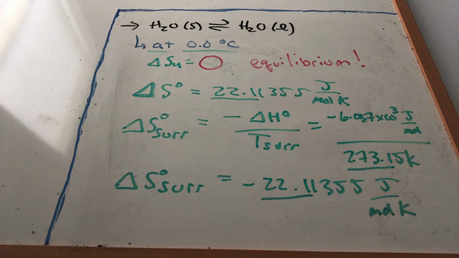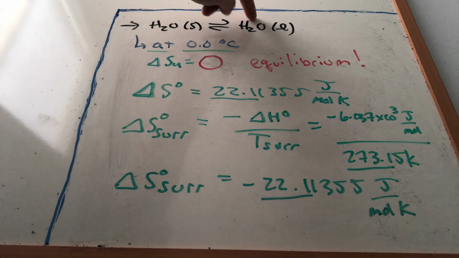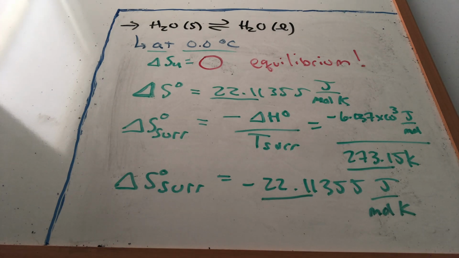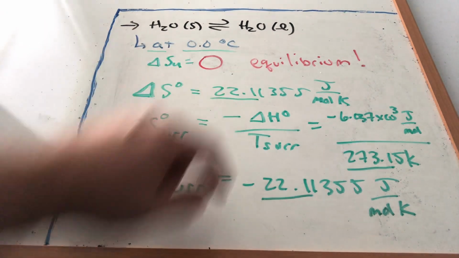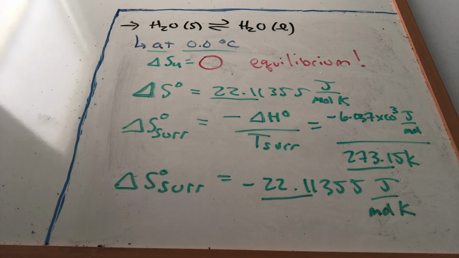That means there's no net motion in one way or another way. You are at equilibrium. That makes perfect sense. What's special about 0 degrees Celsius for water? It's the melting point. It's the freezing point. It's where solid and liquid coexist in equilibrium. Using our definition from earlier in the semester, whenever you get a delta S universe that's 0, you are at equilibrium. And that was actually an expected result here. So there's no net motion.